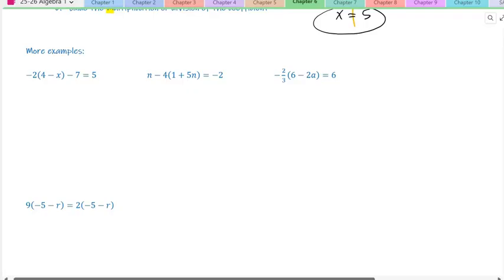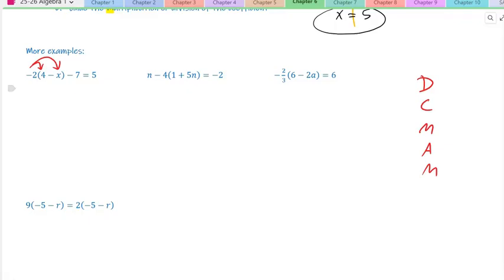Here's our first example. We have negative 2 multiplied by the quantity 4 minus x, minus 7 equals 5, right? Distribute, DCMAM. Don't call me after midnight. I'm going to distribute negative 2 times 4 and negative 2 times negative x. Negative 2 times 4 is negative 8. Negative 2 times negative x is positive 2x. Minus 7, everything else just comes down.